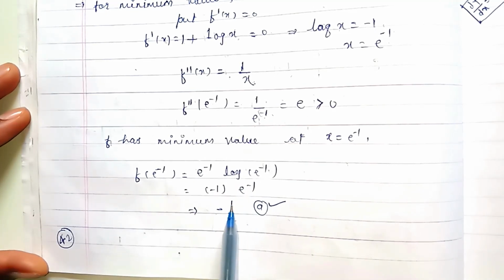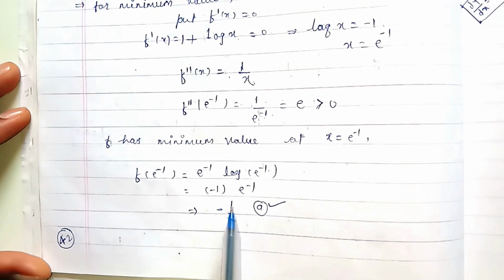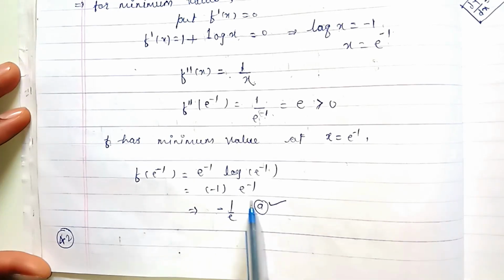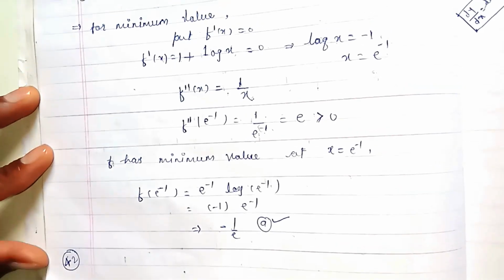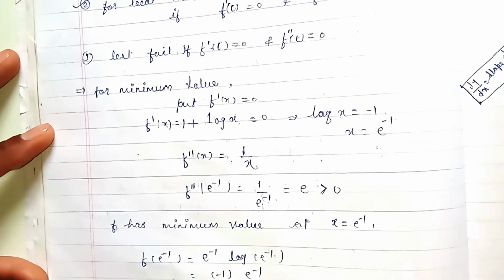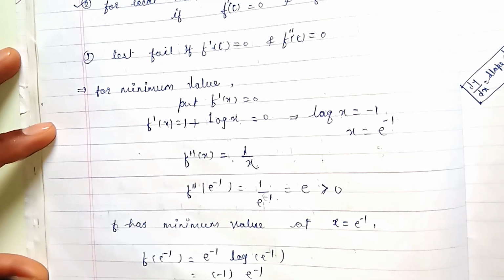So e to the power minus 1 can be written as 1 upon e, and the negative as it is. So this is the required answer from our question, the required option number A, which is negative of 1 upon e. It is a very easy solution; we need to remember maxima and minima, and we can test it for some certain constant point. This is the only result we have to apply for finding the solution of our example. It's a very easy example, and the solution can be found in minutes only.